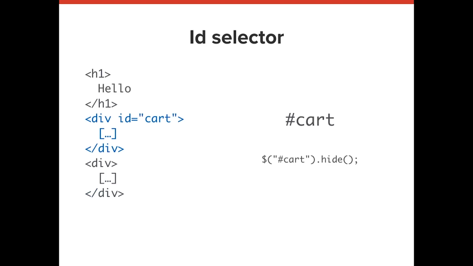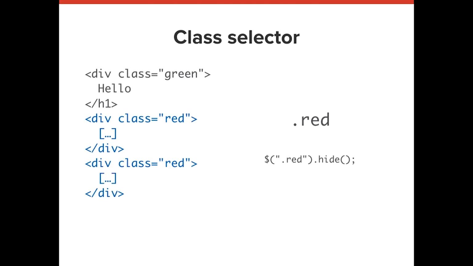I also have what we call the ID selector. If I have a div with a specific ID, here it's a cart, if I want to select only this div, I can do it with the pound cart selector. And the third one, which is the most used, is the class selector. So let's say we have a div with class red, and another one green. If I want to hide all divs with the red class, I will write code like that. So DOM manipulation is really important for dynamic content. And here I just showed you how to hide or show stuff.